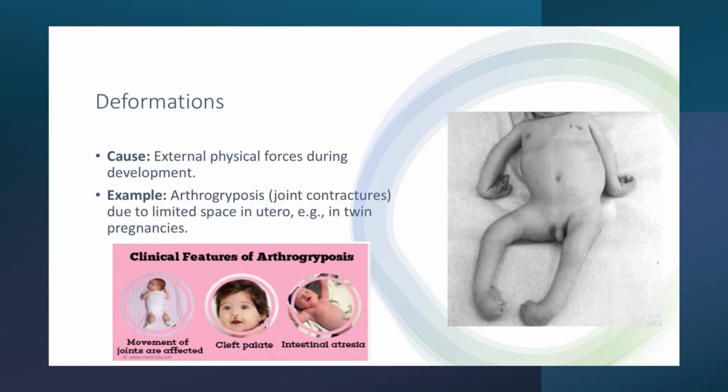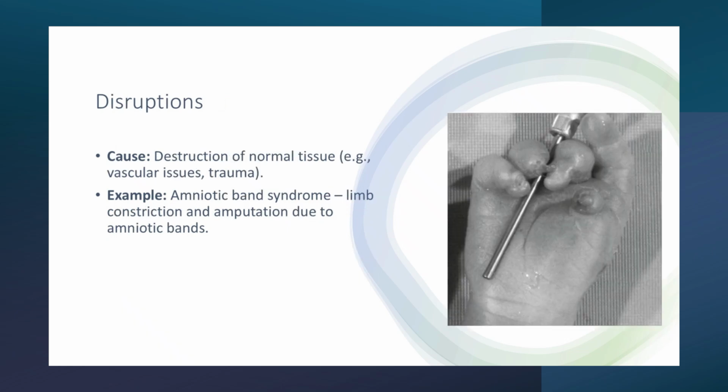Deformations result from physical constraints during fetal development, especially in the second trimester. Arthrogryposis, or joint contractures, can arise in cases like twin pregnancies where space is limited. Many deformations are treatable with physical therapy or devices. Disruptions involve the loss of normal fetal tissue, often due to factors like trauma or amniotic bands. Amniotic band syndrome can result in limb amputations when bands constrict the fetus. These cases are more challenging to treat as they involve actual tissue loss.